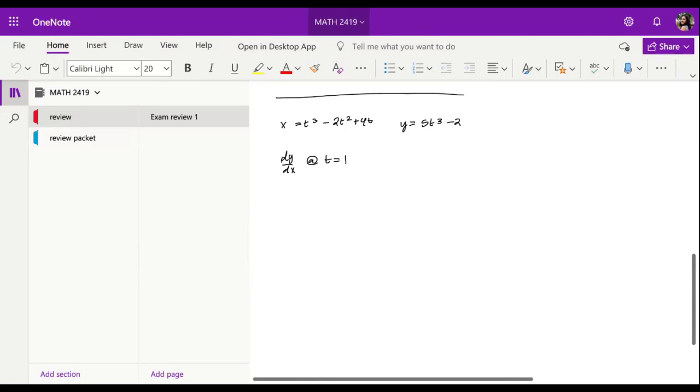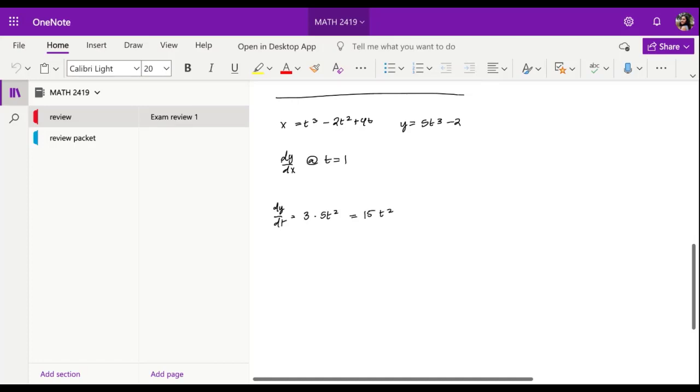Take the derivative of x and y, and then put dx dt over dy dt. Yes, perfect. So we're going to solve for dy dt individually as well as dx dt. To solve for dy dt, we can take the derivative of y with respect to t. So dy dt equals 3 times 5t squared, so we basically get 15t squared.